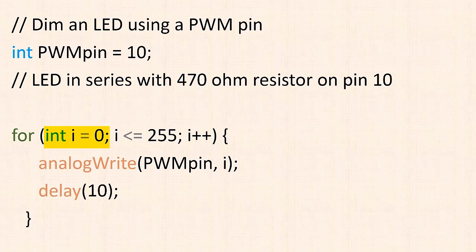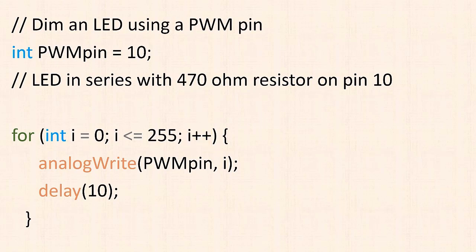So after we initialize I, we have a comparison or condition. Here it says I is less than or equal to 255. As long as I is less than or equal to 255, we run through the loop, and here we already set I to 0. So we jump right into the loop, and we execute that code and write the value of I to the PWM pin. Then, once that value is written and we have the 10 millisecond delay, we jump back in and we increment I, and we see I++, that increments I by 1.